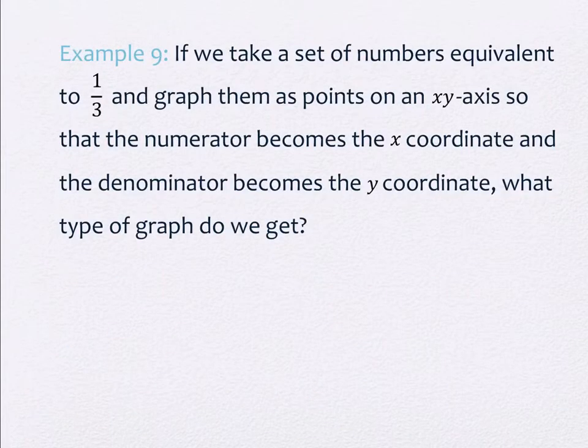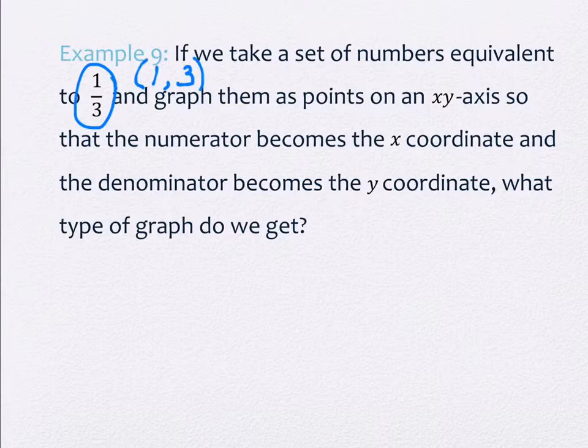Excellent. All right, this is an interesting problem I wanted to show you. And it sounds really wordy, but it's really not complicated. So let's read it together and take a look. If we take a set of numbers equivalent to 1/3, okay, so that just means fractions that are equal to 1/3, and we graph them as points on an xy axis, so that the numerator becomes the x-coordinate and the denominator becomes the y-coordinate. So all that's saying is that we're going to take the 1/3. The numerator is the first coordinate and the denominator is the second coordinate. So we have an ordered pair (1, 3). That's all it's saying.